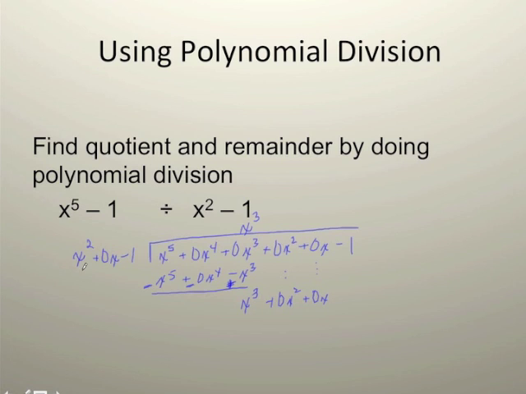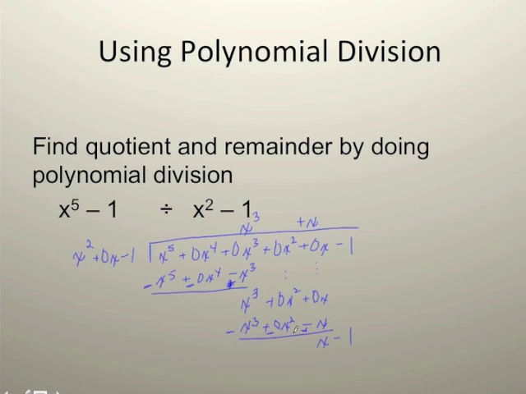What do you take times x squared to get x cubed? Well, that's just an x. So we'll put a plus x. We'll leave that place blank, or you can fill in a 0x squared. So x times x squared is x cubed plus 0x squared minus x. Subtracting these, so this changes sign, and this becomes a positive. So we'll end up with x minus 1.